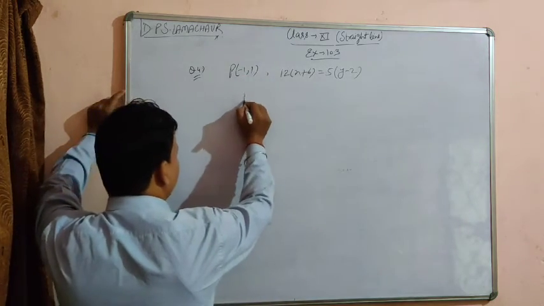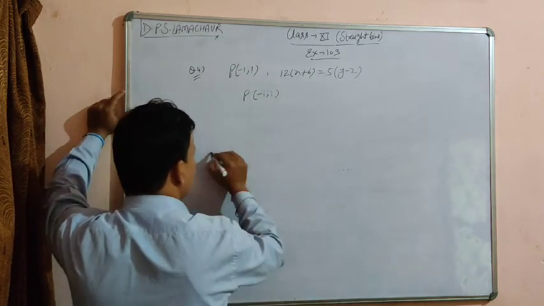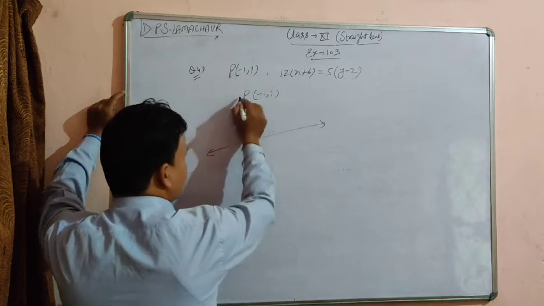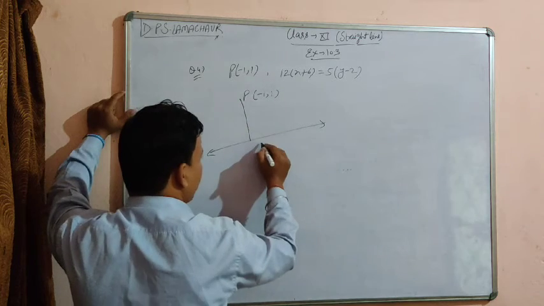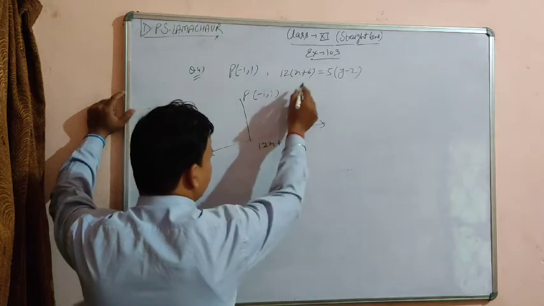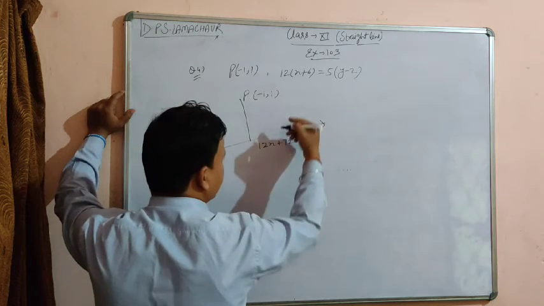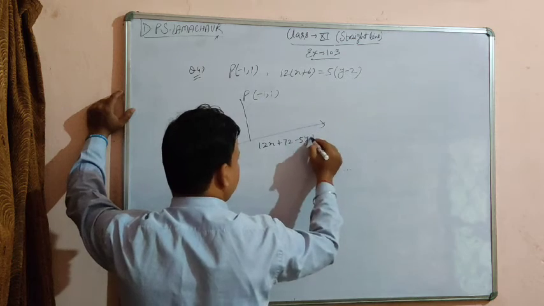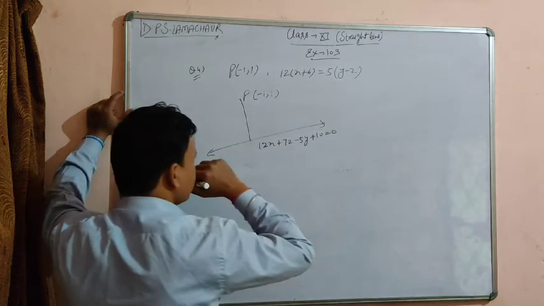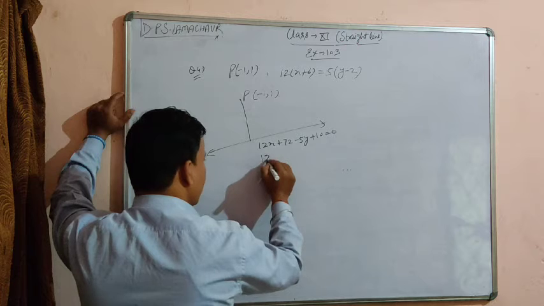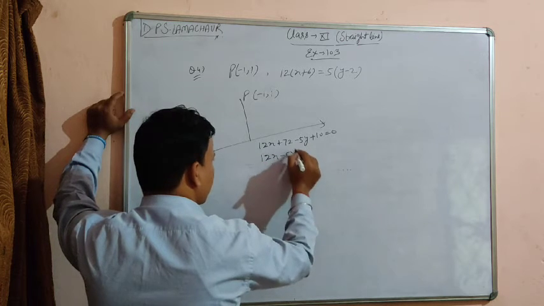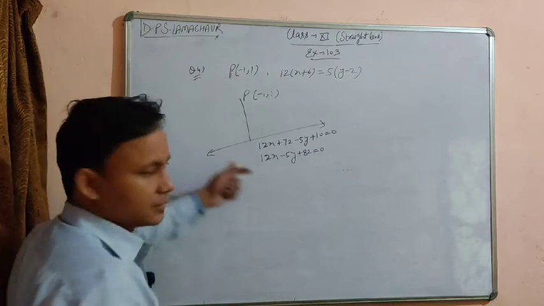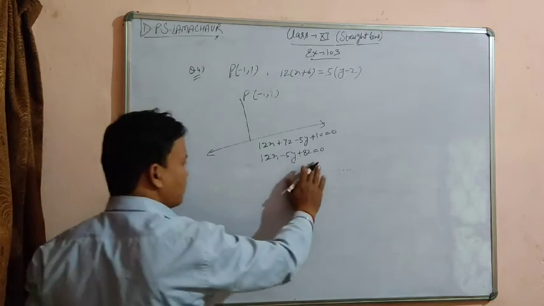So let us draw a diagram. Suppose this is the point and this is the line. We have to find the distance of this point from this line. The equation of the line is 12x plus 72 minus 5y. Minus 5 times minus 2 is minus 10 on this side, so it comes as plus 10 on the other side. So this becomes 12x minus 5y plus 72 plus 10, that is plus 82, is equal to 0. This is the required general form of the straight line.